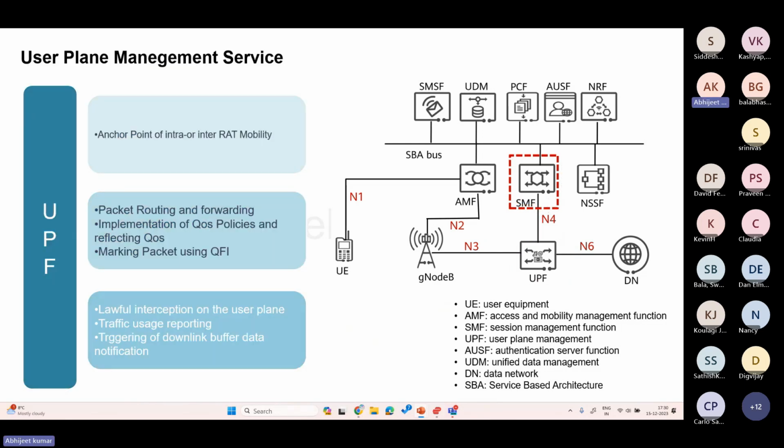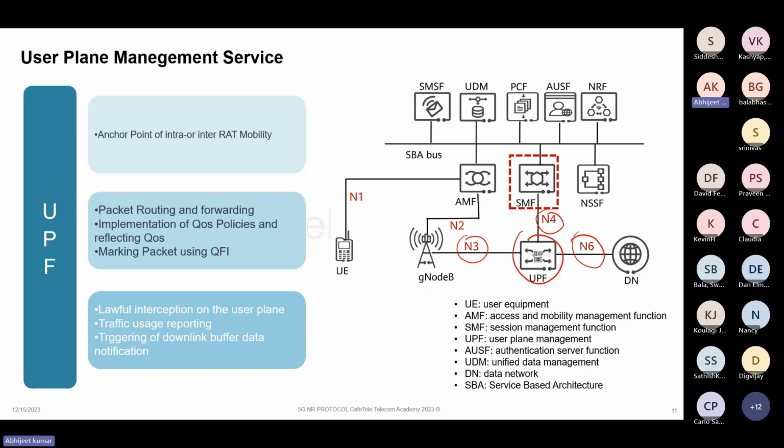Now we will see the UPF. Here I want to explain the UPF in simple words. UPF is very important. Here is the location of the UPF. You can see that UPF is directly connected to the gNodeB via N3. UPF is connected to the SMF via N4. UPF and DN, the data network, are connected via N6.